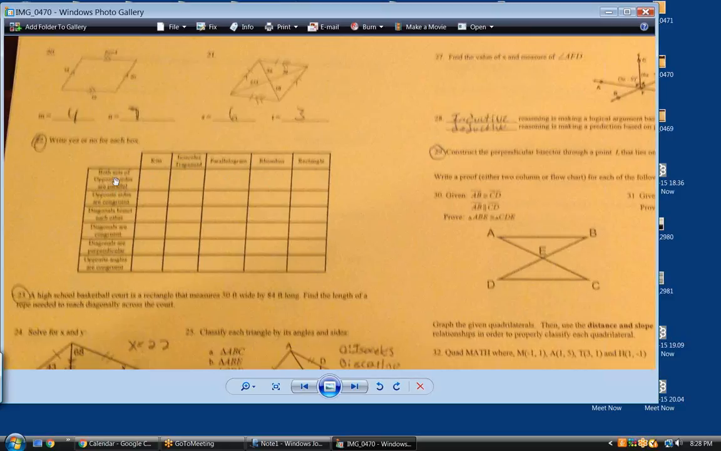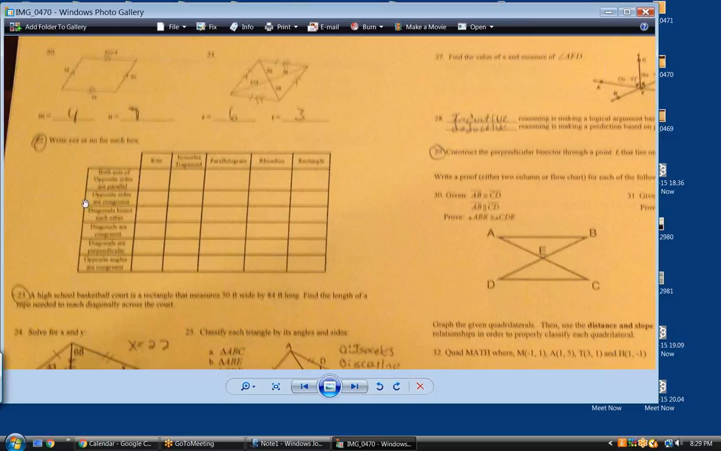So what we need to do is take these properties that are on the left and match them up with kite, trapezoid, parallelogram, rhombus, and rectangle. What's the word above trapezoid? Isosceles, yeah. Okay, good. You don't need to resend it. I can figure it out. So, which figures have both sets of opposite sides parallel? Would that be a parallelogram? Correct.